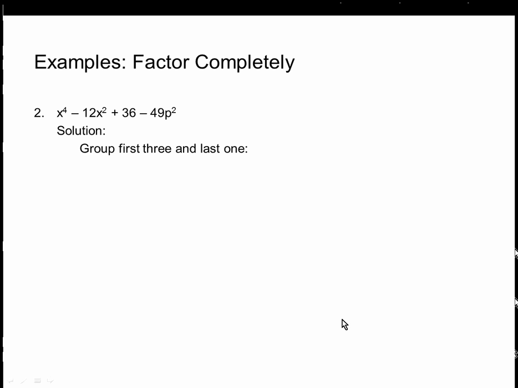For the first three, even exponents. So let's see, is it a perfect trinomial square? I can take the square root of that. The square root of 36 is 6. So it should be x squared minus 6 quantity squared. Now divide the exponent outside parentheses by 2, and the square root of 49 is 7. So I should have x squared minus 6 minus 7p, x squared minus 6 plus 7p.